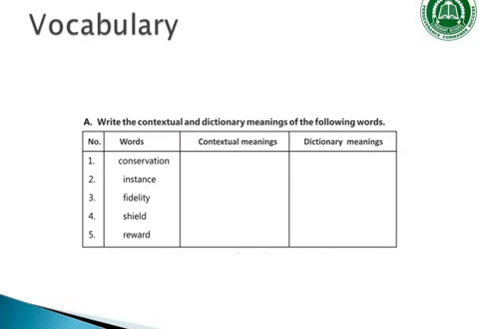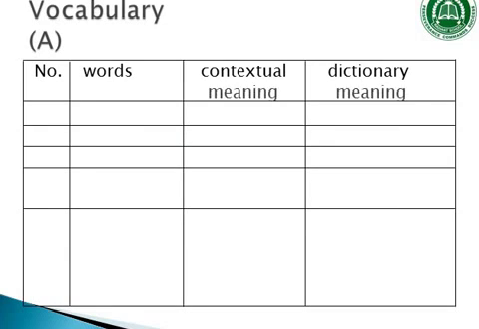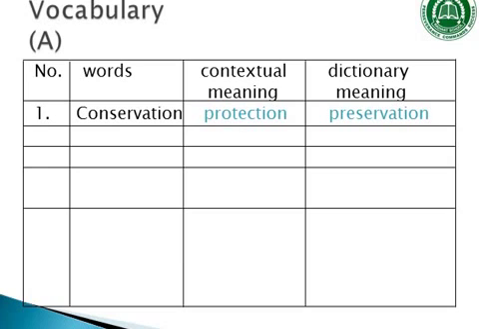So the same is our first activity on page number 16, in which we have to write both contextual and dictionary meanings of the given words. Let's start doing it. Now the first word is conservation, and we can guess the meaning of this word as protection, and its dictionary meaning is preservation, which means the same. Next is instance. Its guessed and dictionary meaning is the same, which is example.